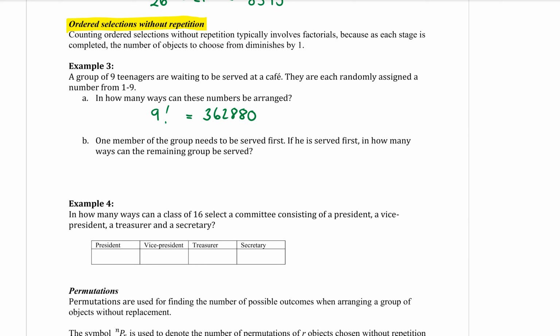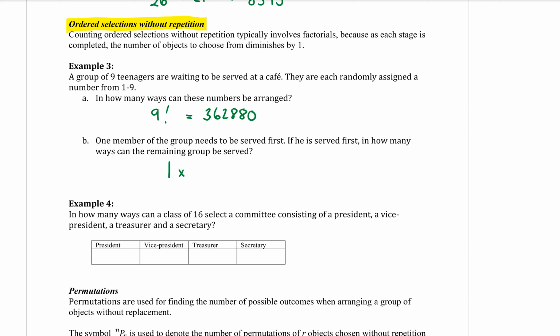When that happens, you deal with the special case first. So if that one person needs to be first, if Isaac has to be first, I only have one choice of who I give that first ticket to, right? So there's one way that I can give that first ticket out. It has to be that one person.